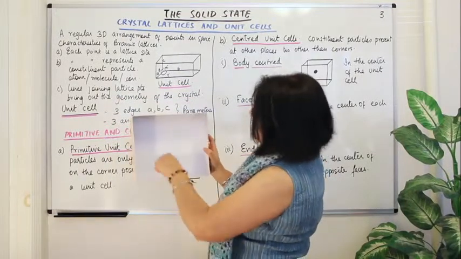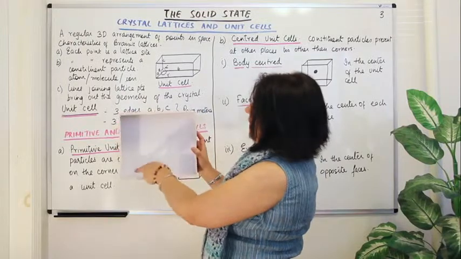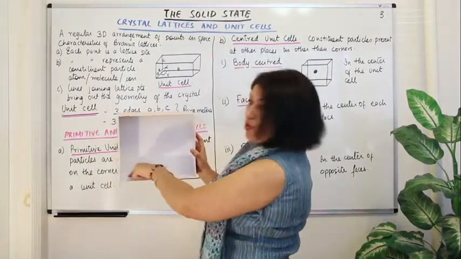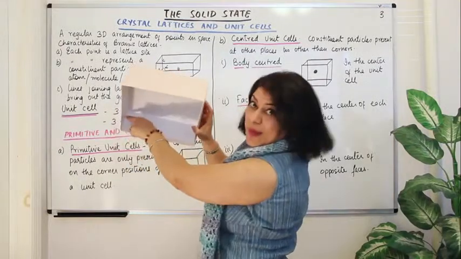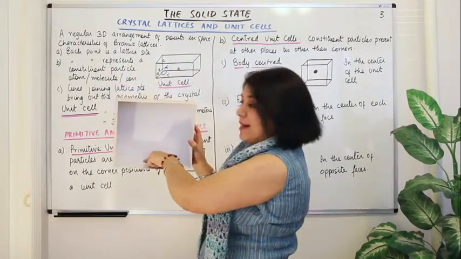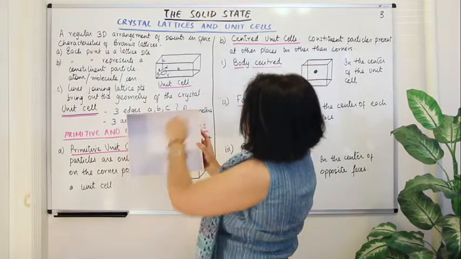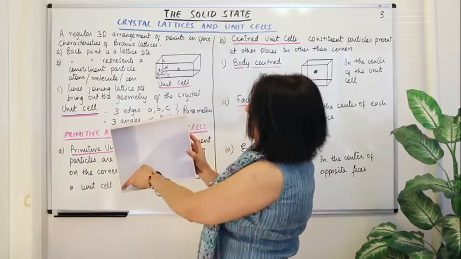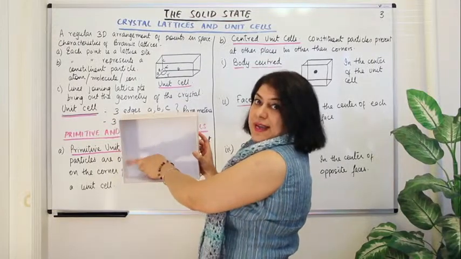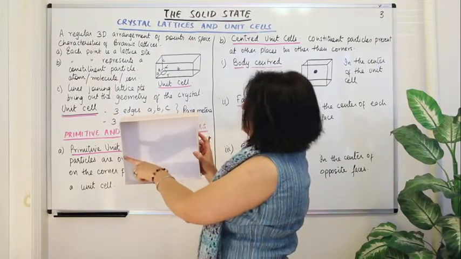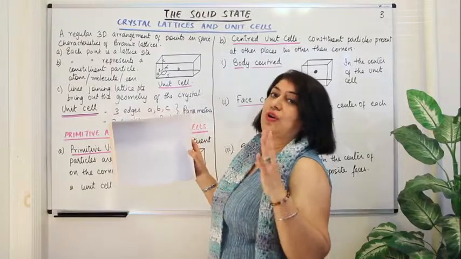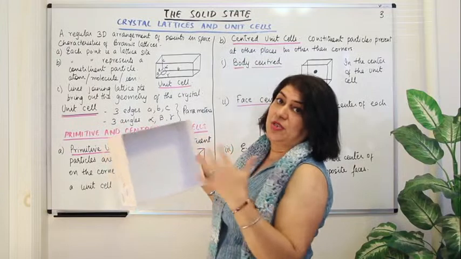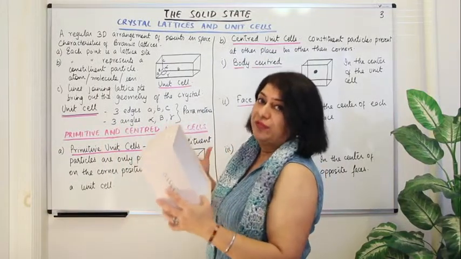And then if this is A, this is B, and this is C, then the angle between A and B is known as gamma. The angle between B and C, this one, is alpha, and the angle between A and C on this side, that is beta. So you use 6 of these parameters to explain the structure of the unit cell.